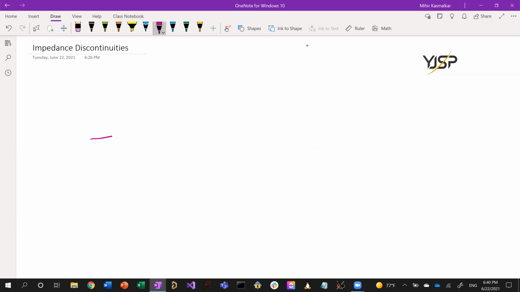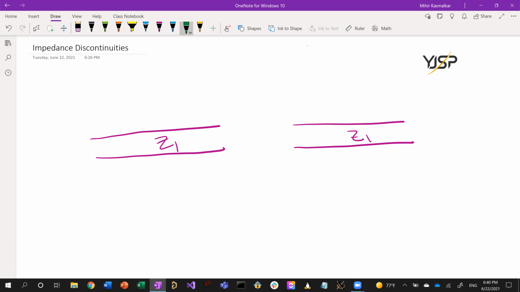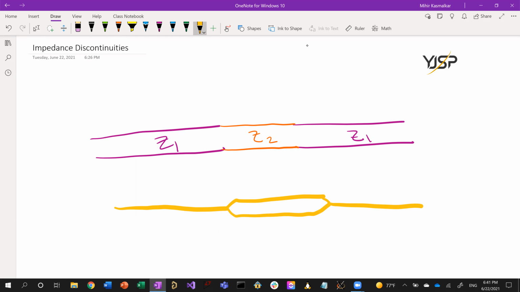So let's say one is if you have a certain transmission line here, the same characteristic impedance, then you have a series transmission line discontinuity where there's an oddball transmission line segment in the middle. This is the case that I just talked about. If you have a trace on a PCB, you make it wider or narrower, and then you go back to the original width. So you change the impedance of the transmission line in the middle.